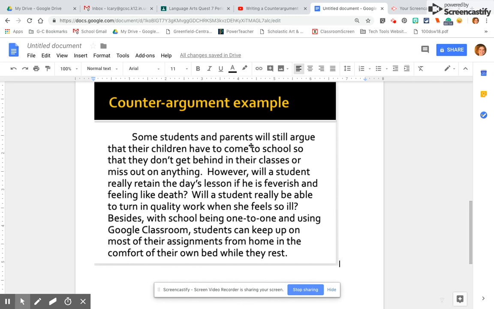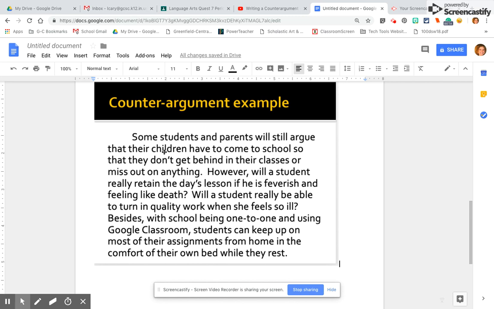So some students and parents will still argue that their children have to come to school so that they don't get behind in classes or miss out on anything. So for that argumentative example we've been working with, that would be what the other side said. Yeah, they're sick, but they don't want to get behind. They don't want to miss out.